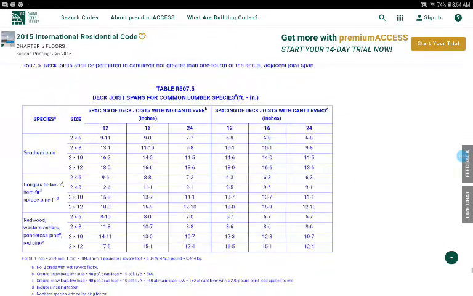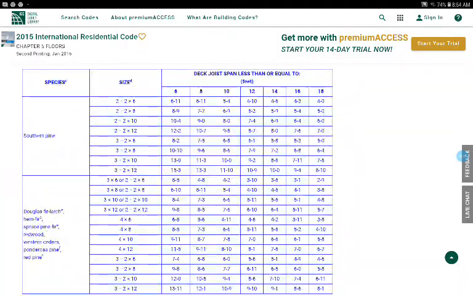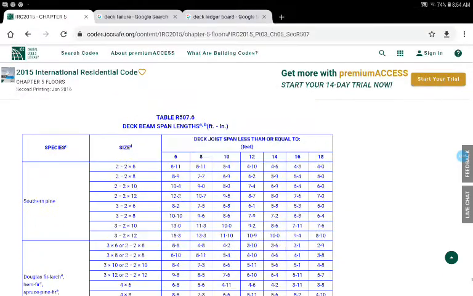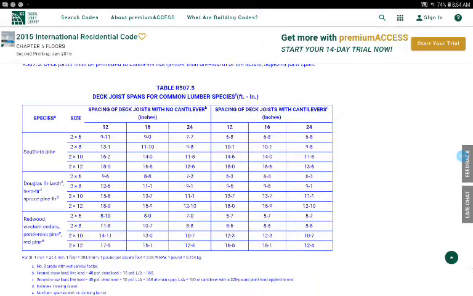Okay, the next thing I want to talk about is floor joist sizing. You have two charts here. This one is actually beam sizing, and this one is floor joist. I want to take a look at them both real fast.